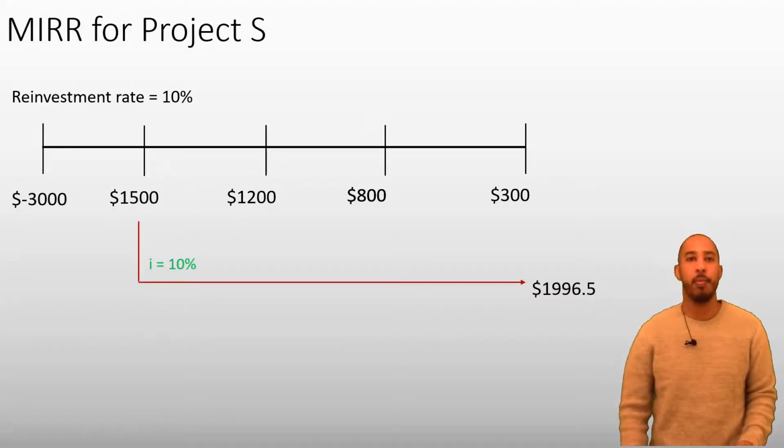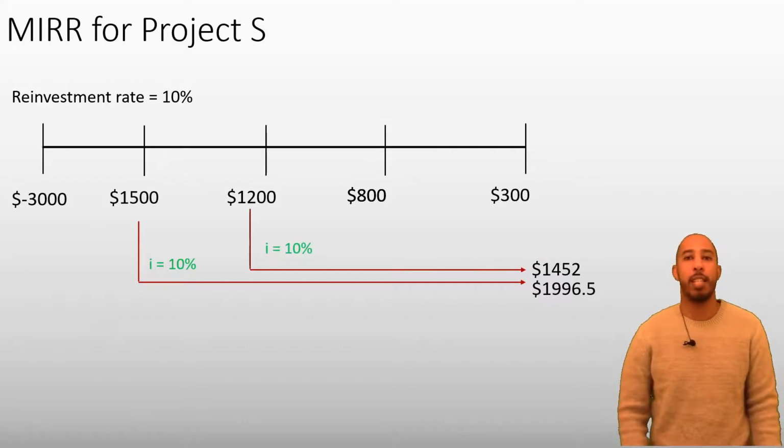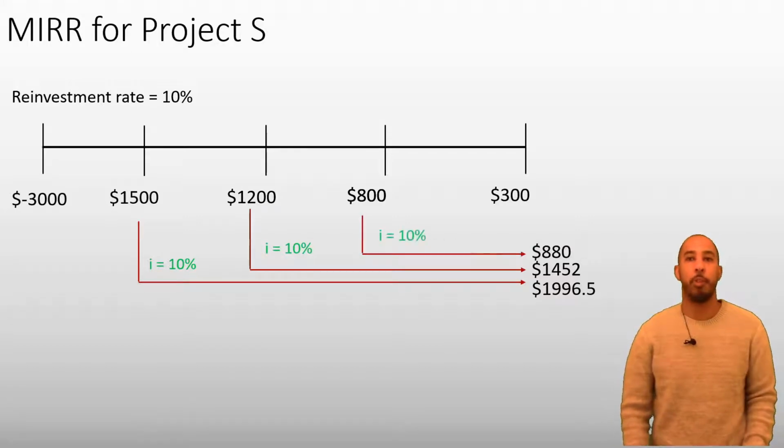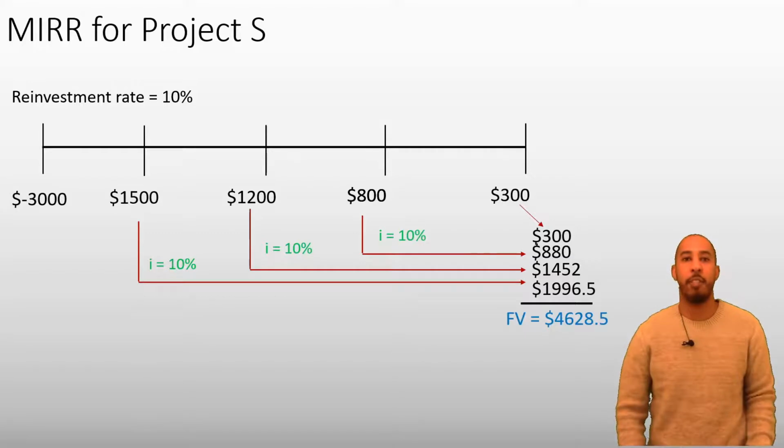The $1,200 we get in year 2 will be reinvested at 10% and grow to $1,452 by year 4. And the $800 we receive in year 3 will be reinvested for 1 year and grow to $880. Adding all those future values together, along with the $300 we'll receive in the final year, gives us a future value of $4628. That means by the time the project is finished, we'll have $4628. The next step is to figure out the present value of cash outflows. That is, money that we spent. For Project S, the only cash outflow we have is the $3,000 spent at time 0. So the present value of that is just $3,000.